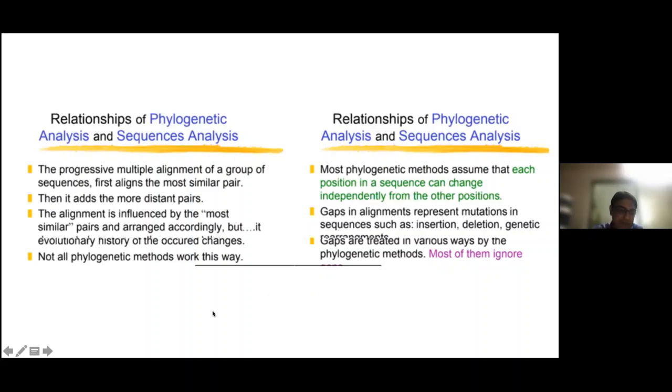And the gaps: sometimes, for example, you put some gap here to align the sequences. What this gap can mean is a deletion for these sequences, and this, you can say, is an insertion. If you know which sequence came before, you can deduce which one is an insertion and which is a deletion. So gaps in the alignments represent the mutations: insertion and deletion in the genetics.